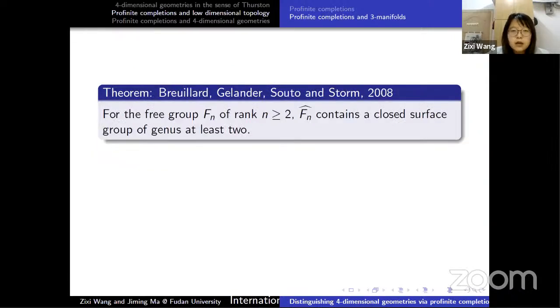The discussion of profinite groups is not trivial, since there are strange phenomena: for the free non-abelian group F_n, its profinite completion contains some closed surface group of genus at least two.